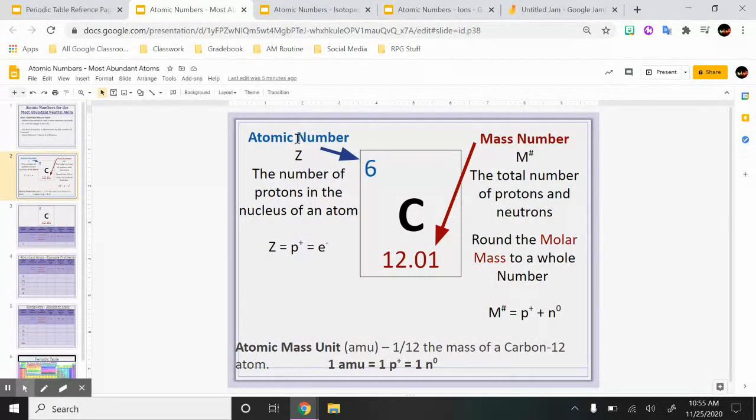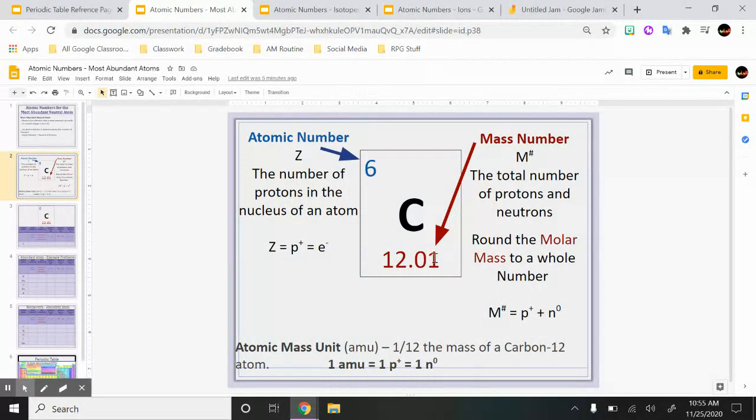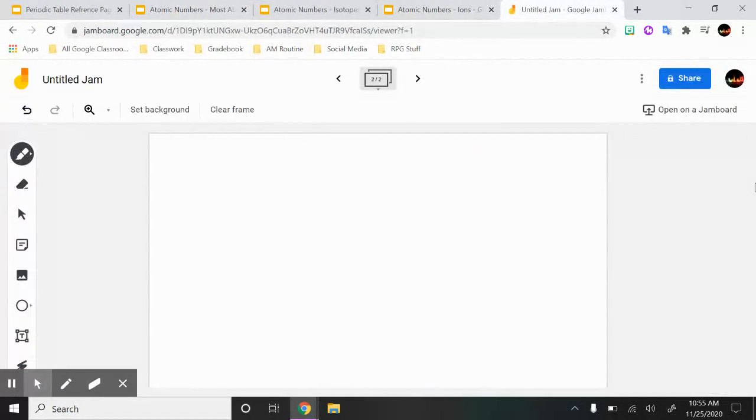So we have our atomic number at the top. That tells us the number of protons and electrons in a neutral atom. We have the mass number at the bottom that we round to a whole number. Now, when we round in this class, we are going to follow the very simple rounding rules. We're not going to do anything too complicated.